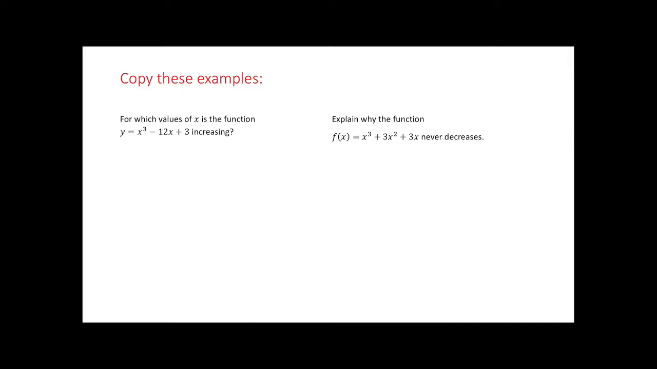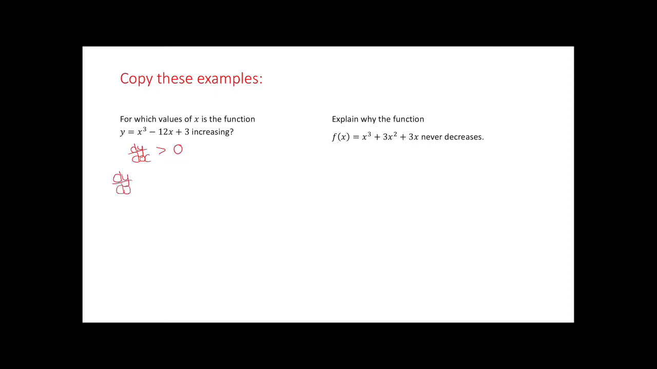So this first example is asking us for which values of x that function is increasing. So for that function to be increasing, dy by dx must be greater than 0. In other words, it needs to be a positive gradient. So I would always make sure that you're writing out a statement like that at the beginning, so it'll help you understand where you're then going from there.